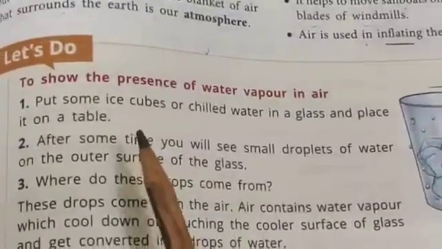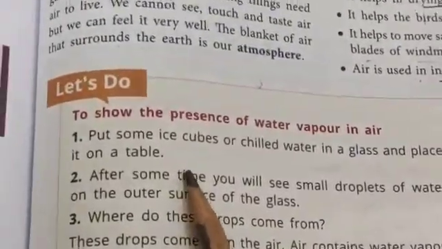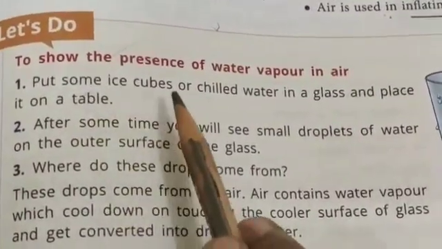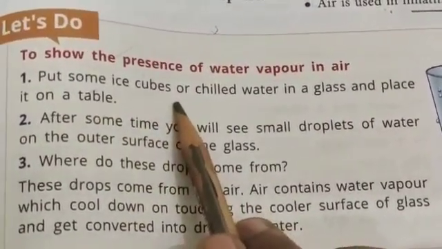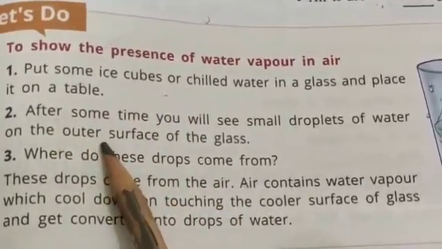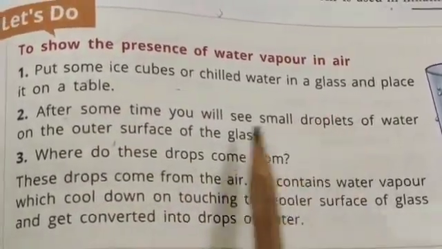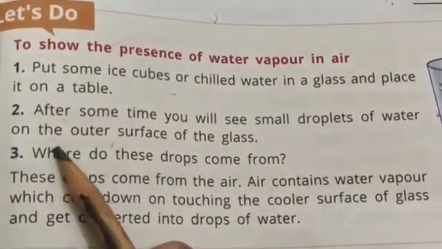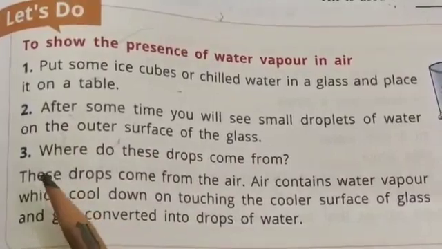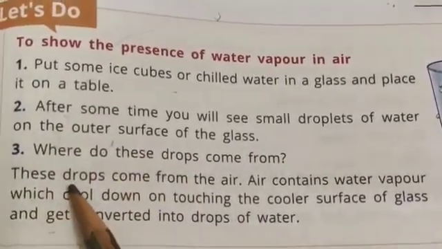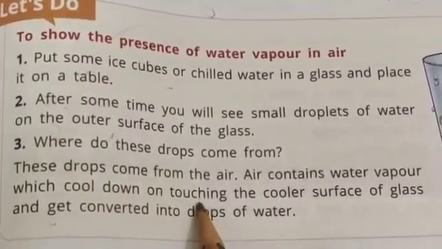That means the way we can feel. So here one activity is given, that you take some ice cubes in a glass and put it on the table. After some time, you will see that small droplets of water are there on the outer side of the glass. So from where do these droplets come? These droplets, they come from the air.